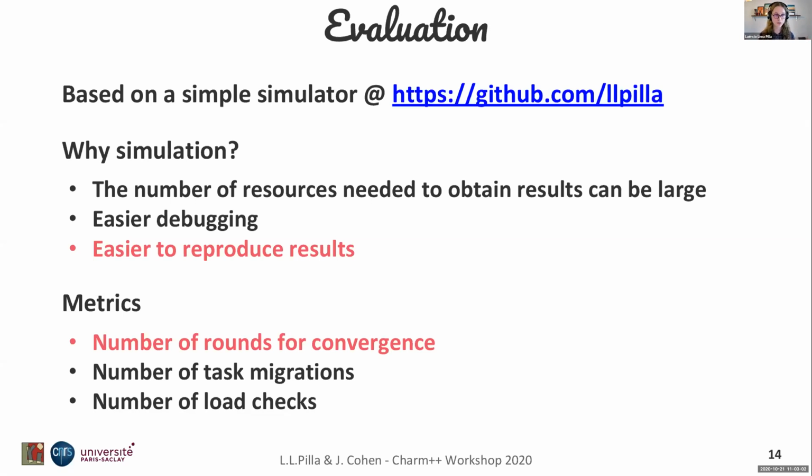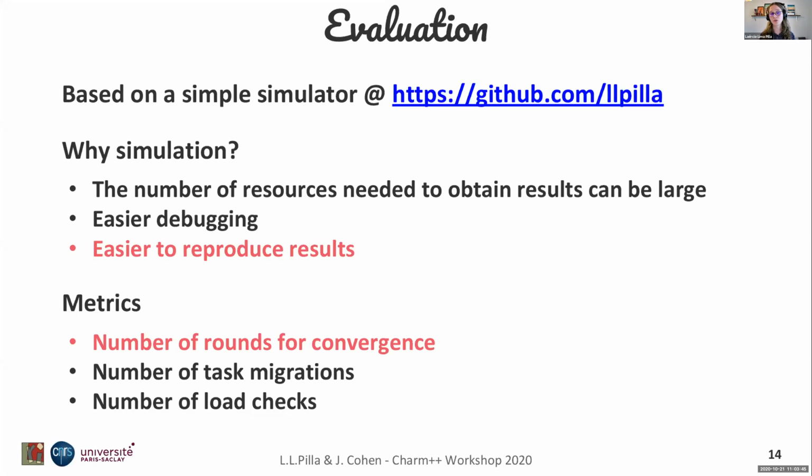But here we're also focusing on easier debugging, and simulation is easier to reproduce and replicate the results because the simulator is deterministic. We're only changing the random number generator seeds to have different samples. We gather 3 metrics. The most important metric for us is the number of rounds for convergence, because the algorithm follows rounds. In this situation, the thing that we would like is to reduce the number of rounds for convergence when compared to the original algorithm, but it may not be the case, right? We're going to evaluate that.